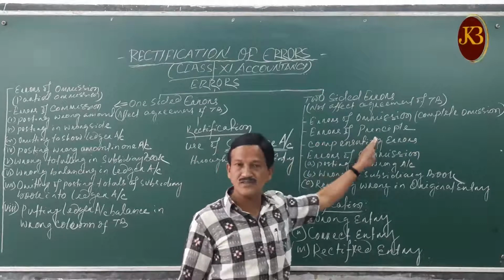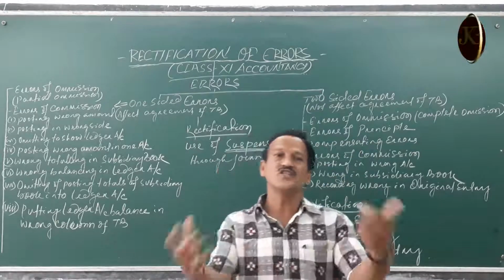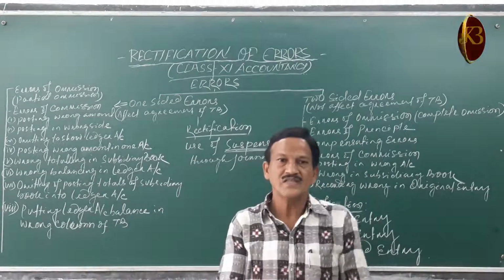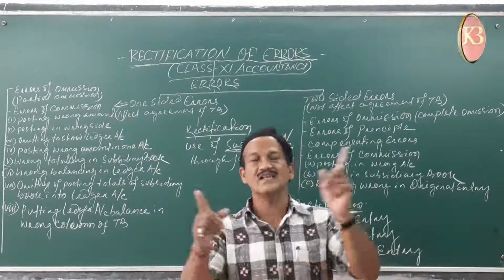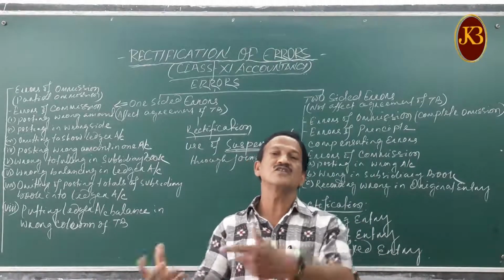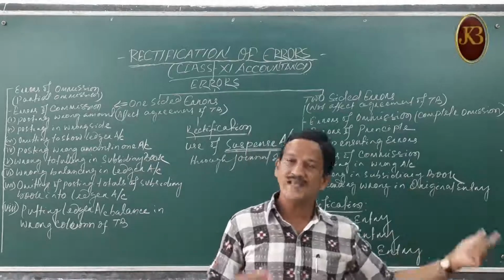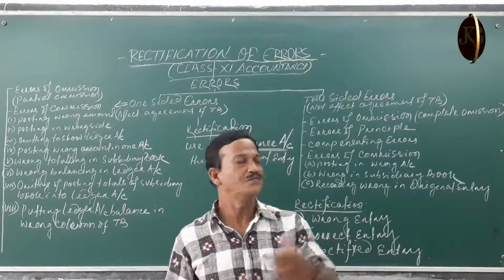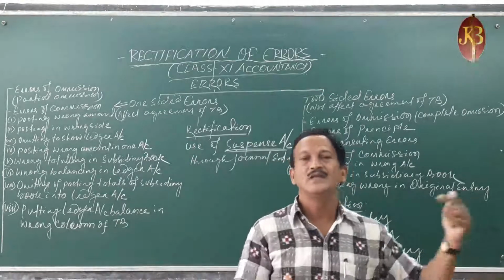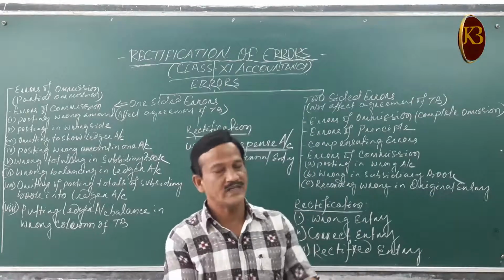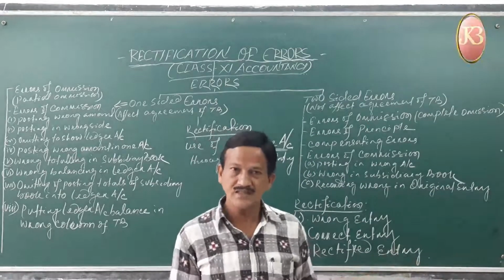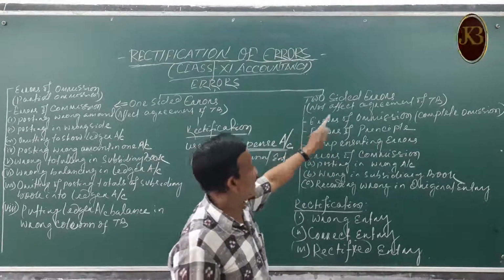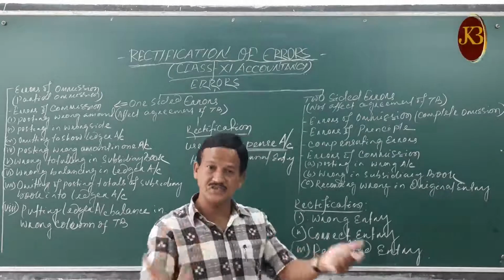Second, errors of principle, violating the principles. For example, purchase of goods treated as purchase of furniture, that means revenue expenses treated as capital expenditure. Or sale of furniture treated as sale of goods, that means capital receipts treated as normal revenue. So there is an error of principle, but it does not affect your trial balance. This is a two-sided error, where both accounts are wrong.